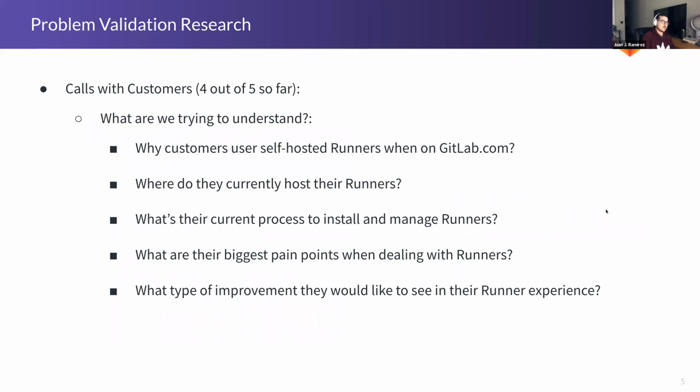So what we have been doing with the problem validation research so far, we are planning to have 5 calls. We had 4 so far. So what are the things that we're trying to understand?